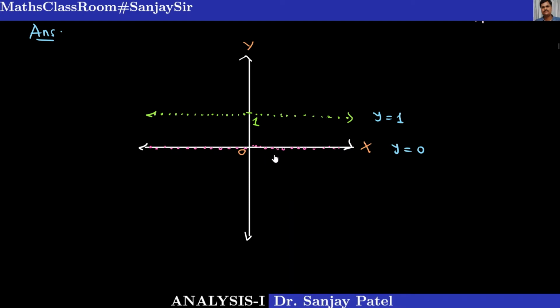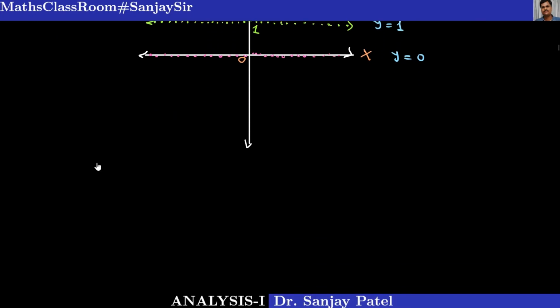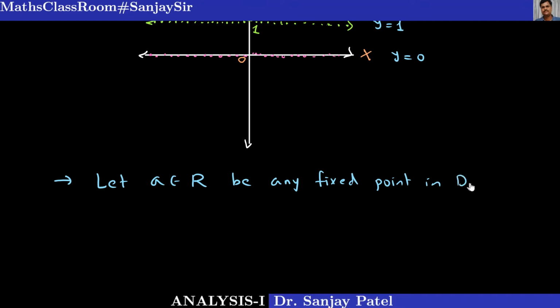But how to prove this mathematically? So we get the idea from the graph that the function is not continuous. So let me prove in a general form for every point in the domain R. So let us start with a belongs to R, be any fixed point in the domain of the function f, which is R actually.